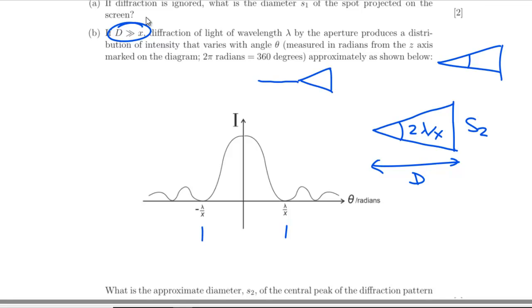adjacent. Yeah, so it's going to be S2 over 2 because we just got half of the angle. We want to make it a right angle, don't we? We want to split it down the middle. It's going to be D tan lambda over X. So we just multiply through by 2 and that gives us what S2 is. Okay, now cooking on gas here.